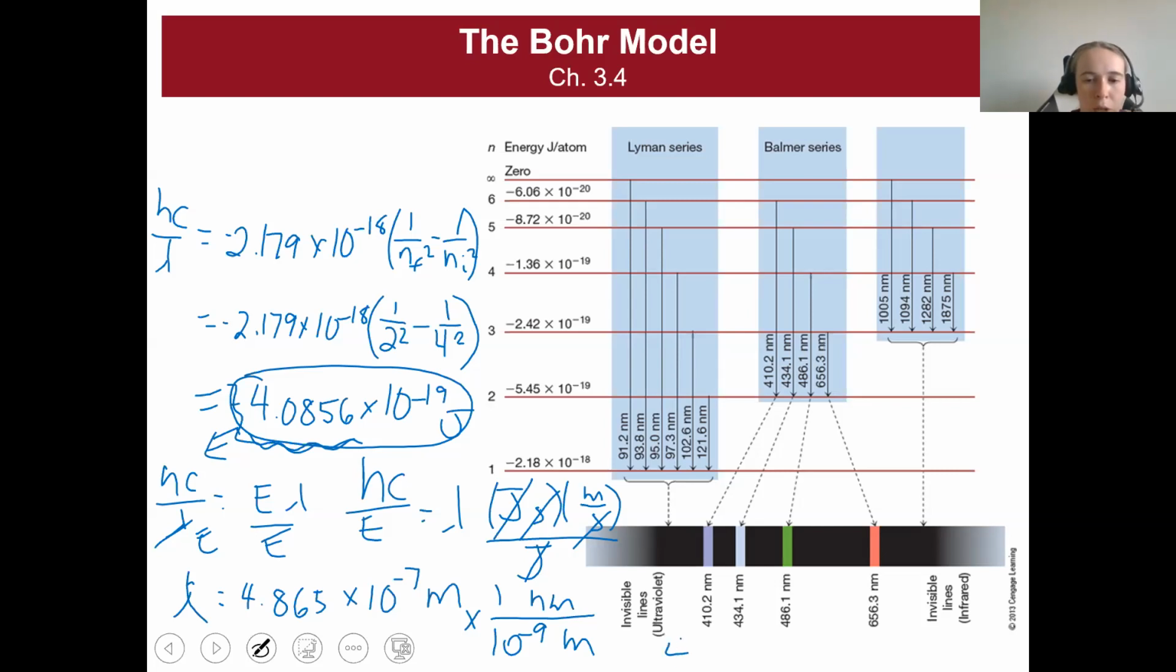So we get 4.865 times 10 to the 2. So our 9 comes up and becomes positive, and we end up with times 10 to the 2 nanometers. So that's 486.5 times 10, no, sorry, 486.5 nanometers when we convert to standard notation.